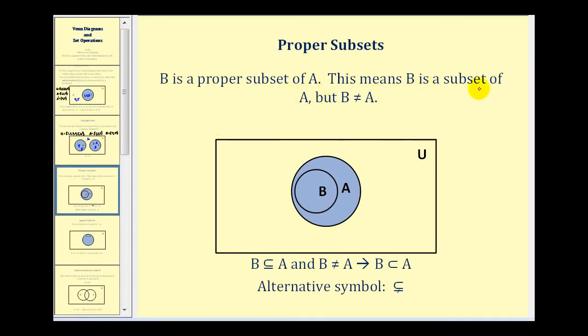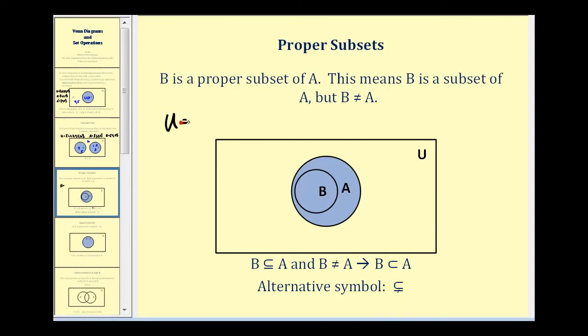This means that B is a subset of A, but B does not equal A. Using the symbols discussed in the previous video, we could say that B is a subset of A and B does not equal A, therefore B is a proper subset of A. And instead of using this symbol for a proper subset, sometimes you'll see this symbol here used.